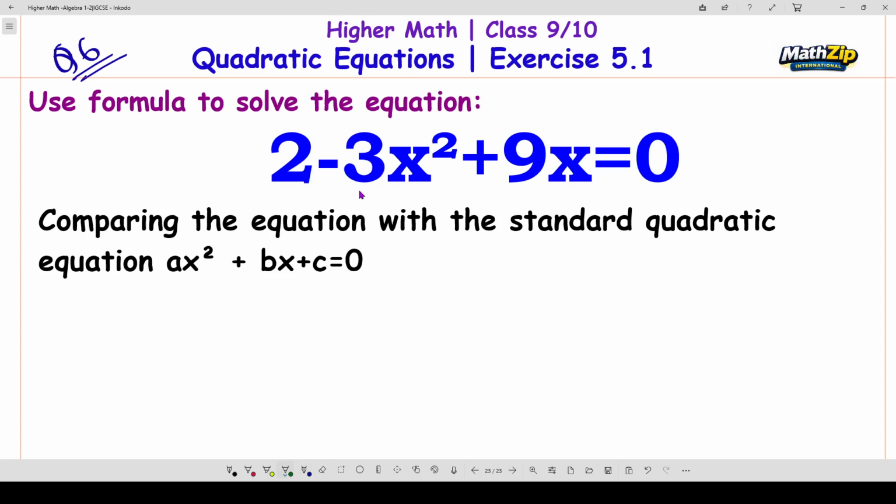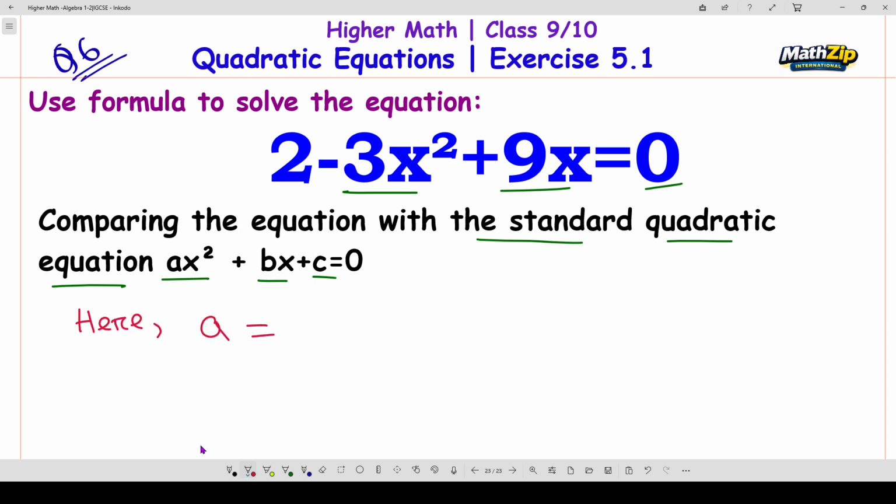2 minus 3x squared plus 9x equals 0. We are going to solve this quadratic equation by the standard quadratic equation ax squared plus bx plus c. So first we have to compare the equation with ax squared plus bx plus c.